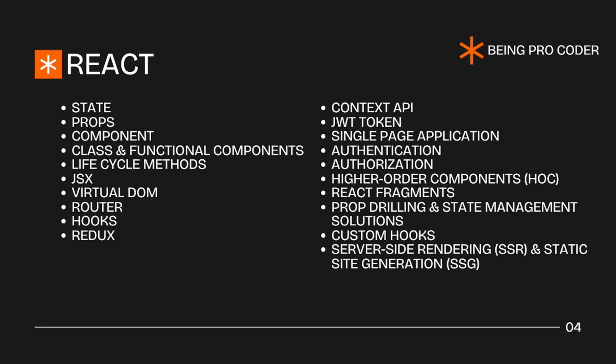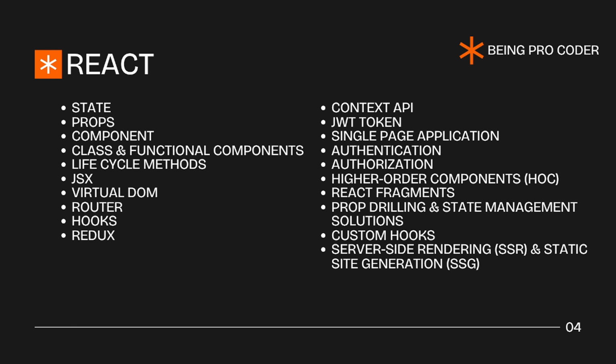Next, class and functional components. These are two methods of writing JavaScript functions in React. Class components use class syntax and state, while functional components are simple functions. Lifecycle methods: we have mounting, unmounting and updating, three parts in the lifecycle methods. We can learn these from React.